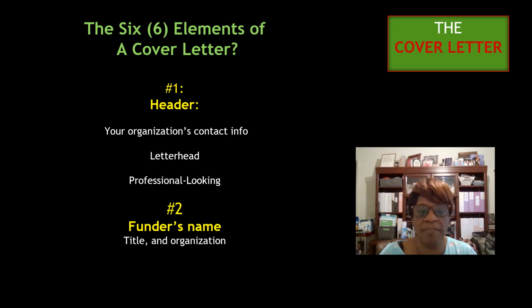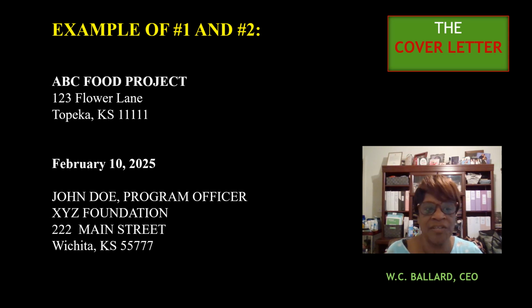Now, in your header, make sure that your organization's contact information looks professional. Make yourself a little digital letterhead at the top. You can even create a little small logo for your organization that is professional looking. And for your funder's name, when you're addressing them, make sure that you're addressing someone in the organization. Usually there'll be a contact person's name, and if not, address it to the funding committee. And in our sample of number 1 and 2, we're using a fictitious organization, the ABC Food Project. You can see it's clearly lined up and very professional looking.